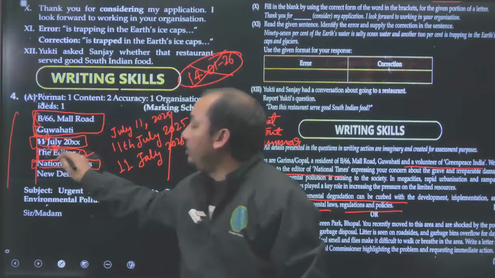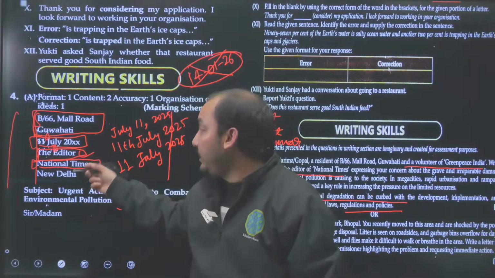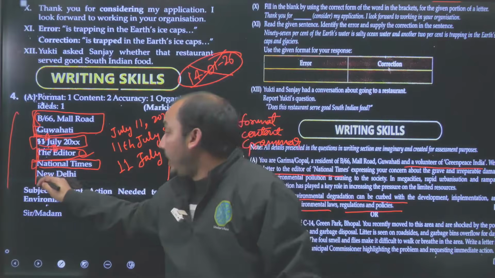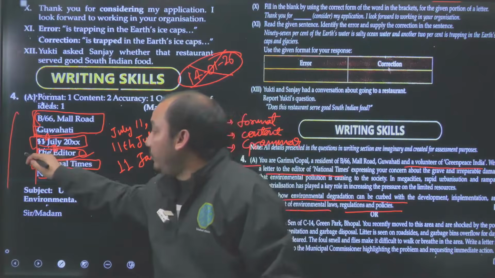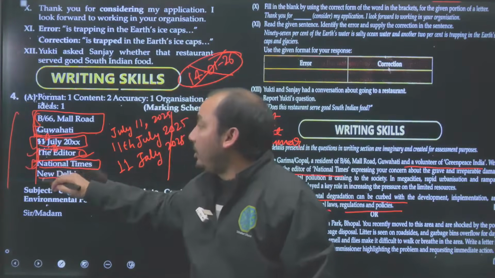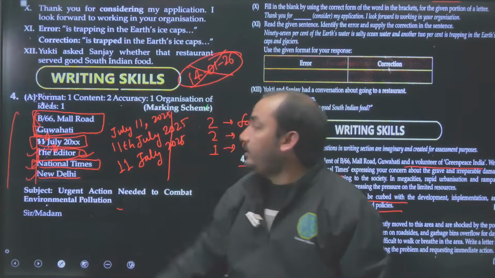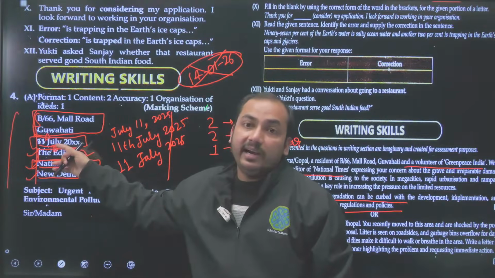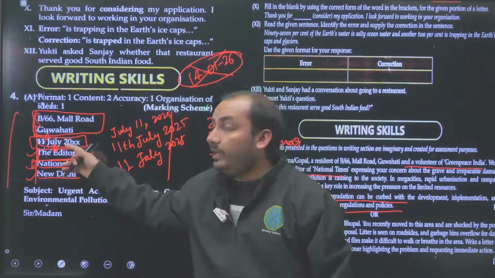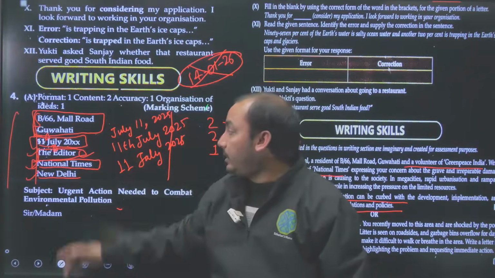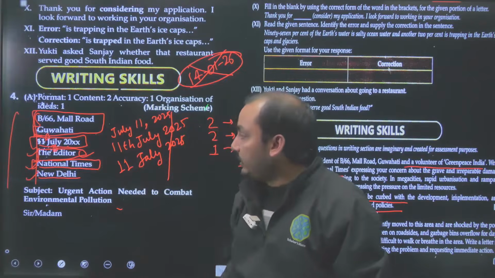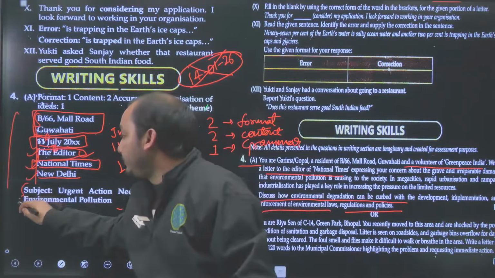This editor belongs to an organization. From which organization? National Times or National Times Journal. First of all, we have to write the authority, his or her organization, and after that the address. Sender's address first; after the sender's address, we mention the date, and after the date we mention the receiver's address. In this way, you will write the letter. And then we have to write the subject.